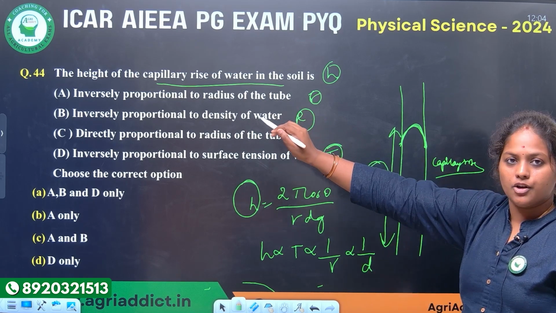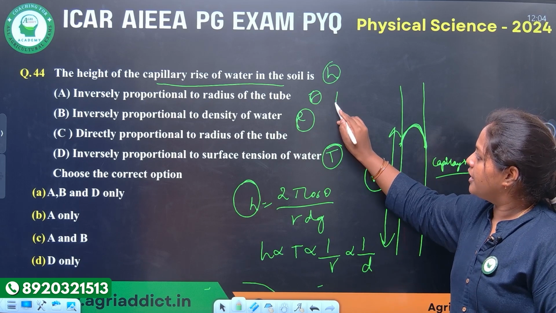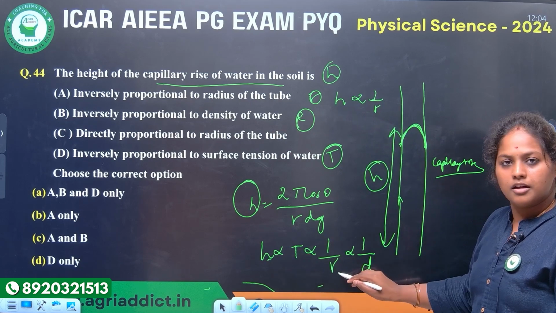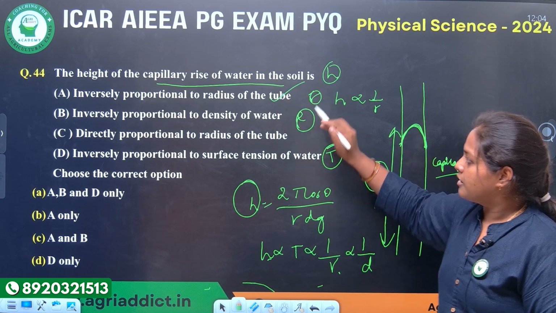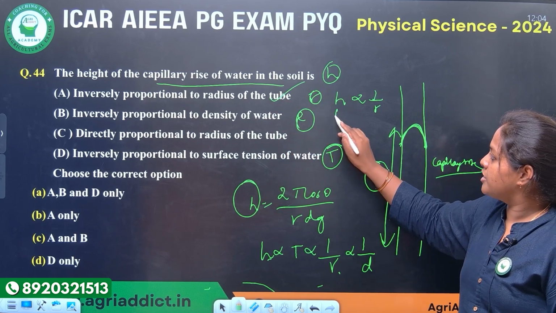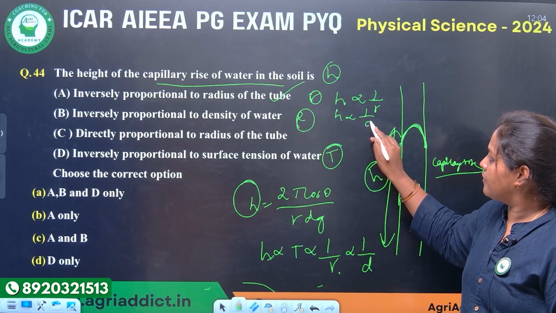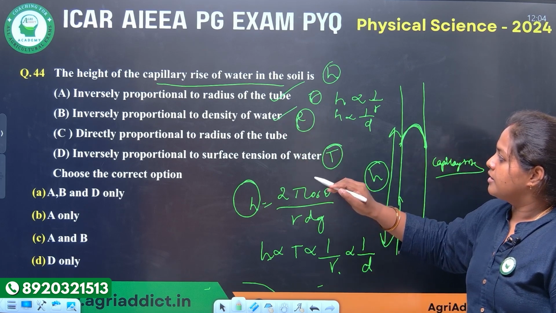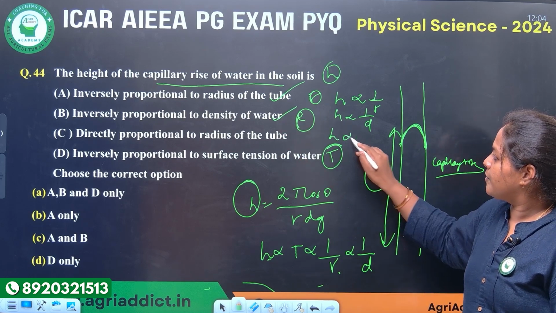What have they given in the options? First, height is inversely proportional to radius. Is it correct? True. This is correct. Next, height is inversely proportional to density of water. Is it correct? True.